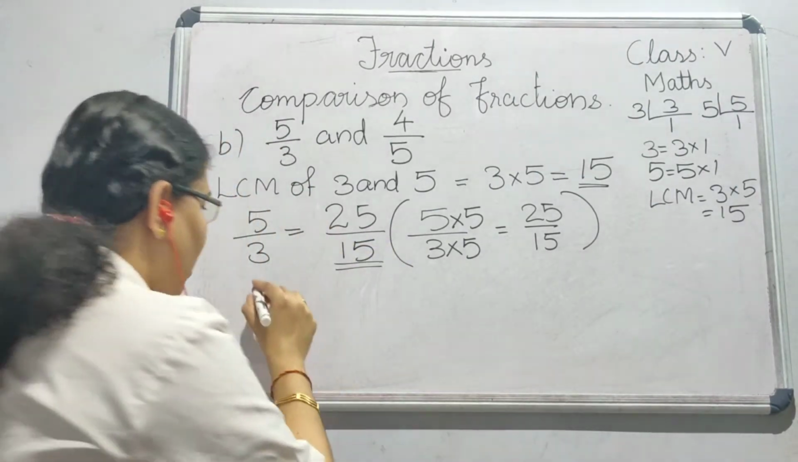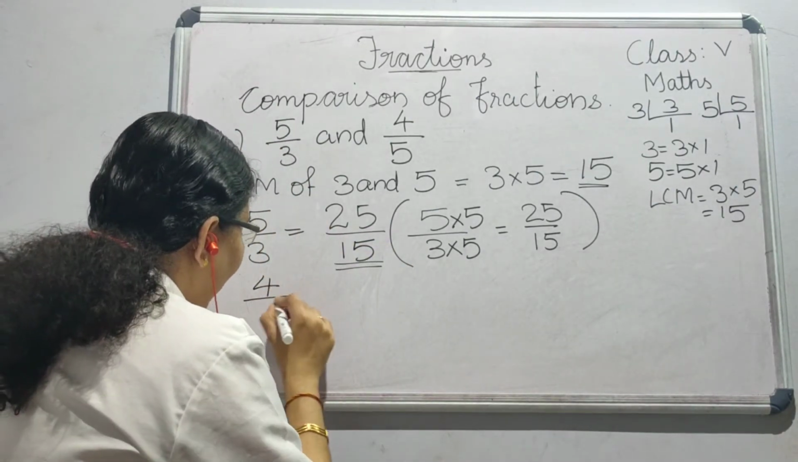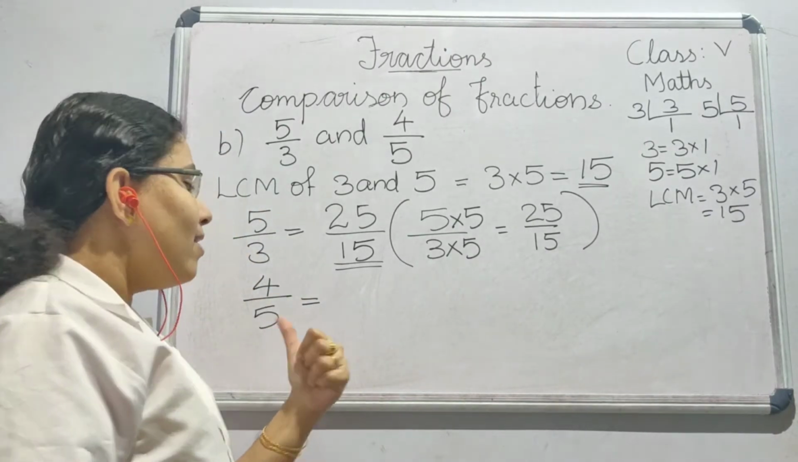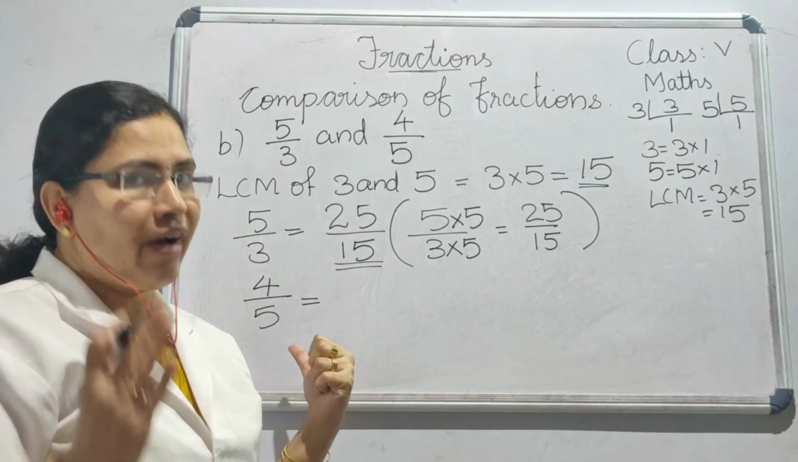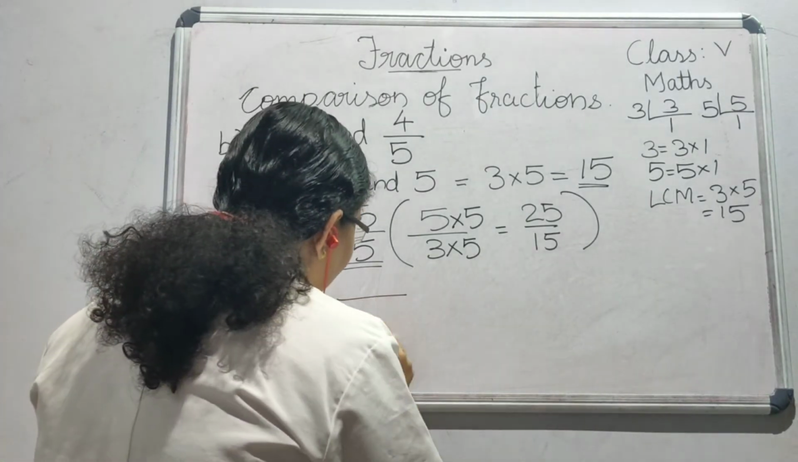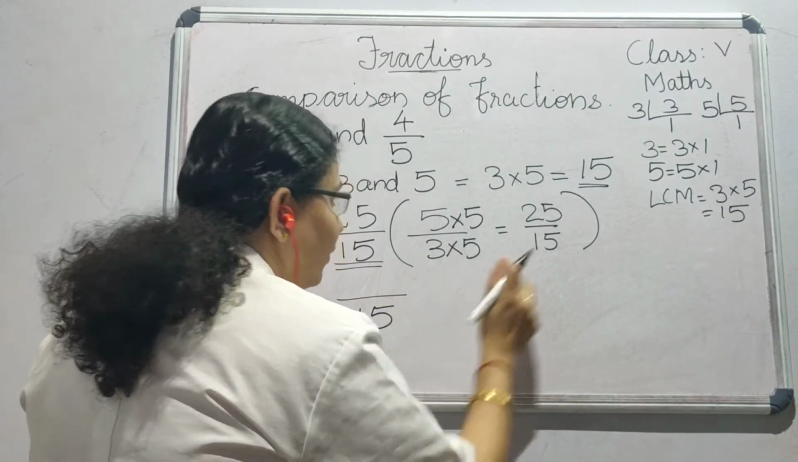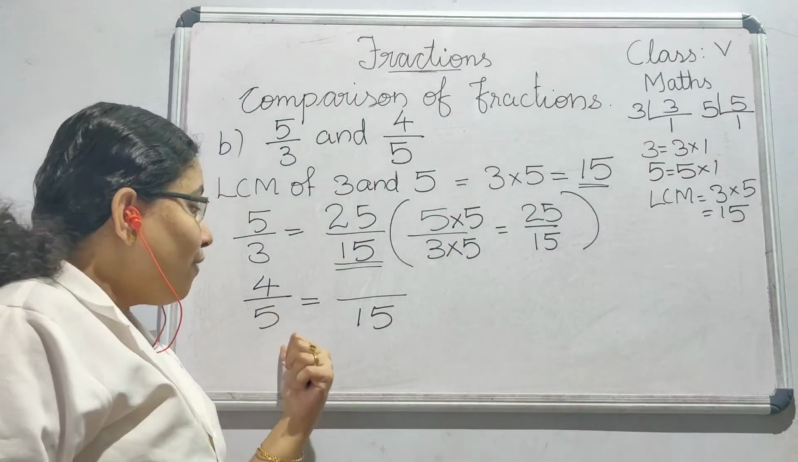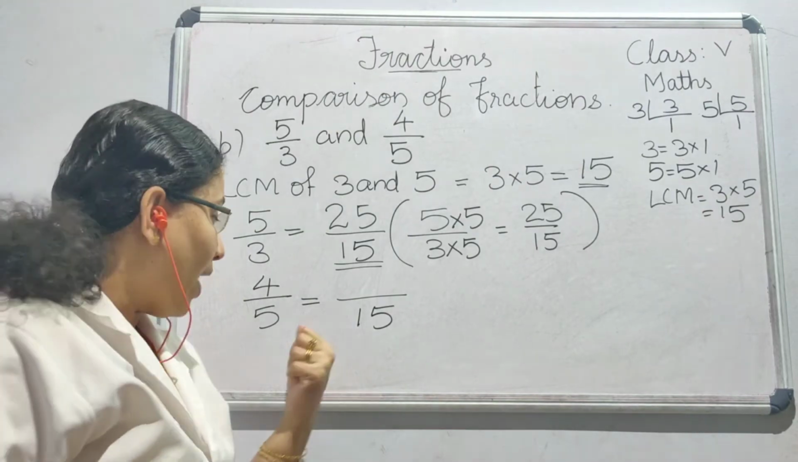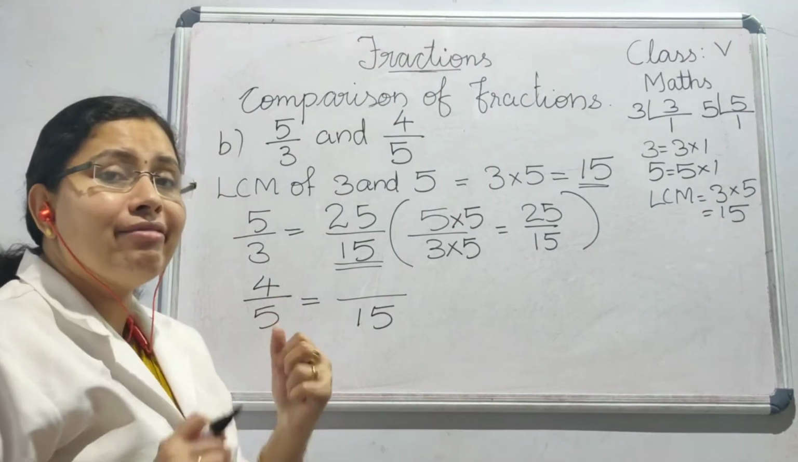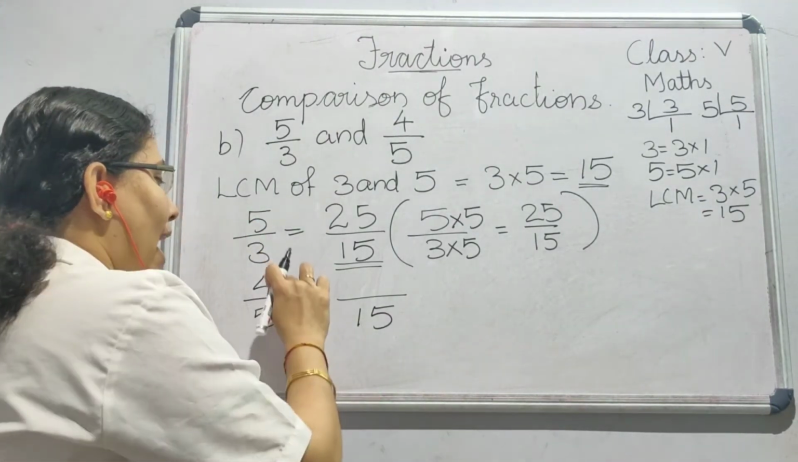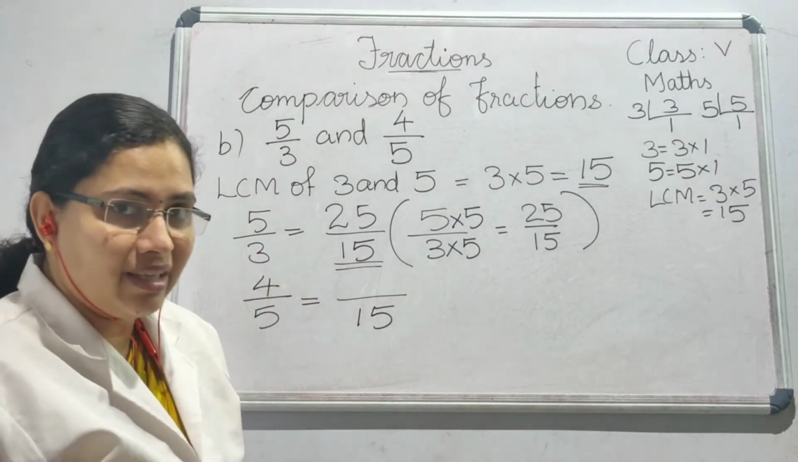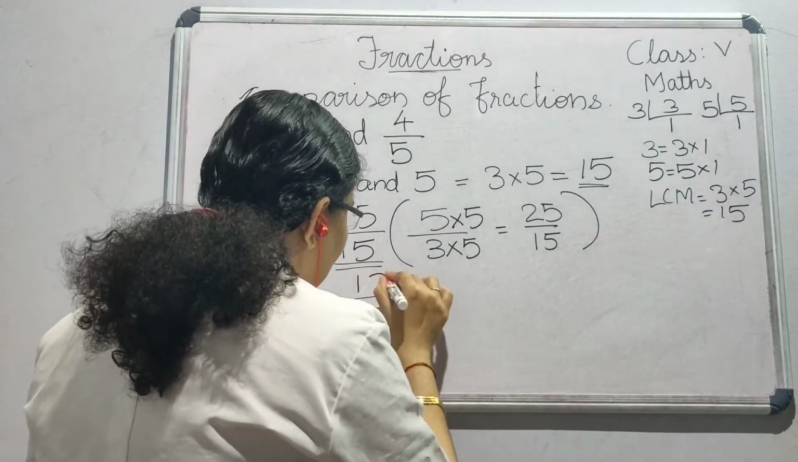Now the second. Which one is 4 by 5? So here I have the denominator 5. Which denominator I have to get? I have to get 15 because the LCM is 15. So what I have to do? 5 threes are 15. So I have multiplied 5 with 3. So I have to multiply the numerator also with 3. So 4 threes are 12.